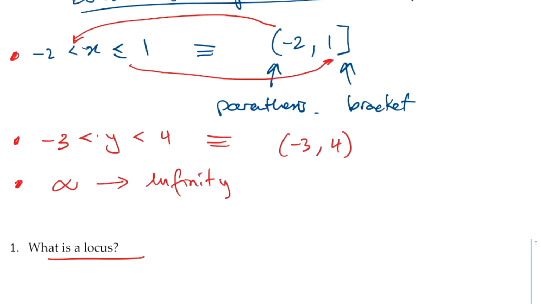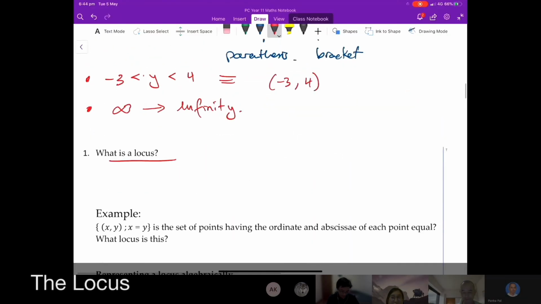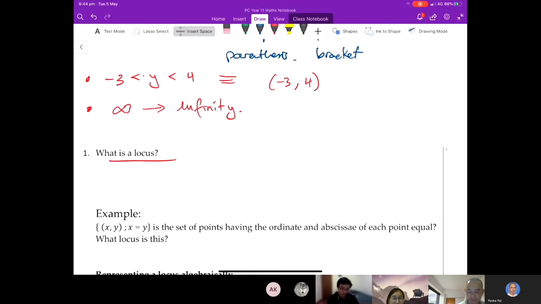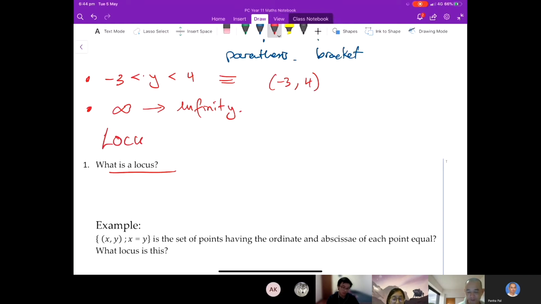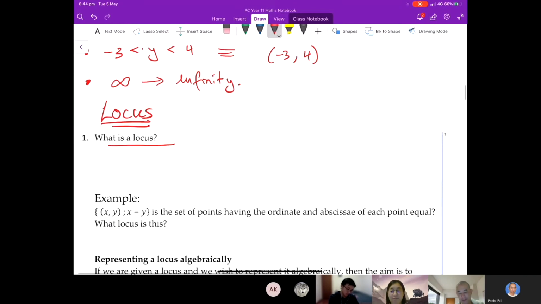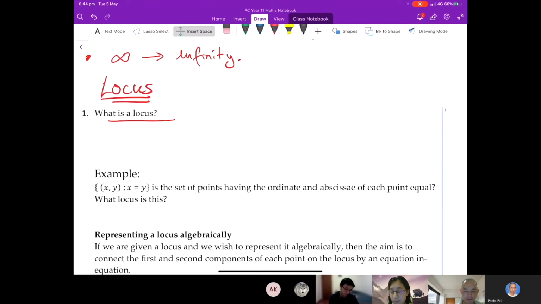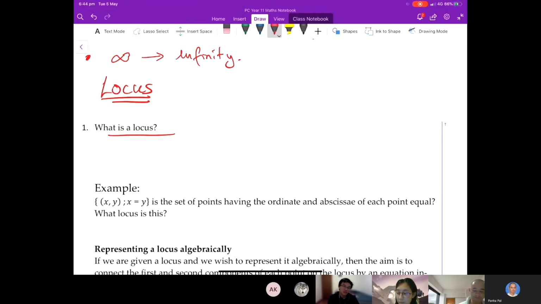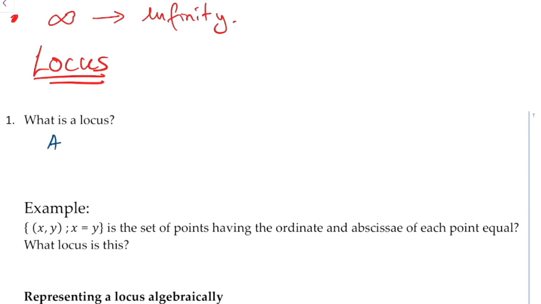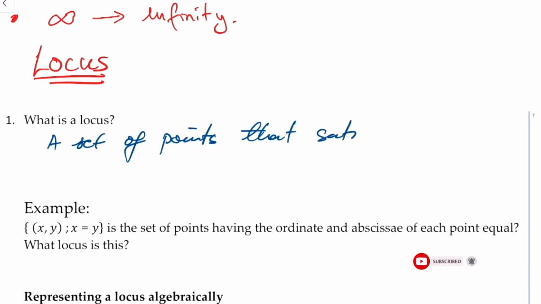Right. Okay, so what is a locus, firstly? So this is now where I'm just going to give you some definition, which you will need now. You can actually learn locus in year 9 or year 10. Anybody ever heard of the word locus? It is a set of points that satisfy some given condition.